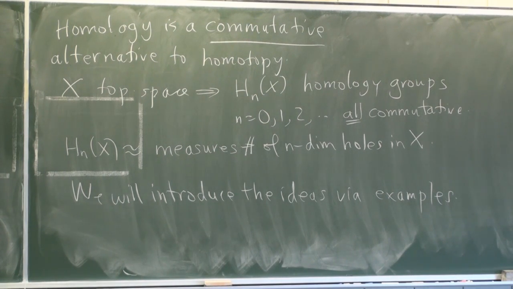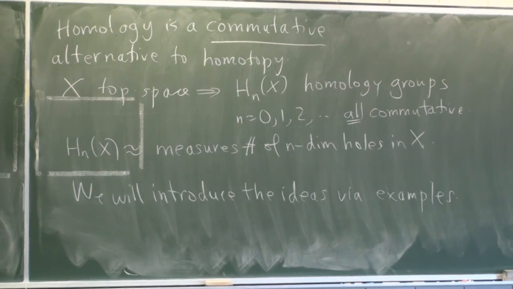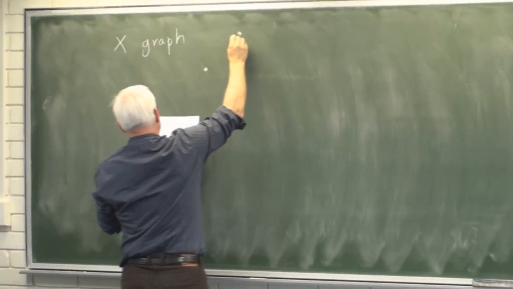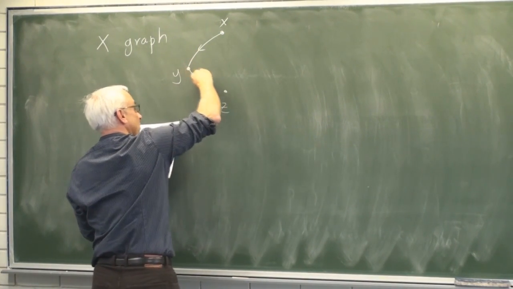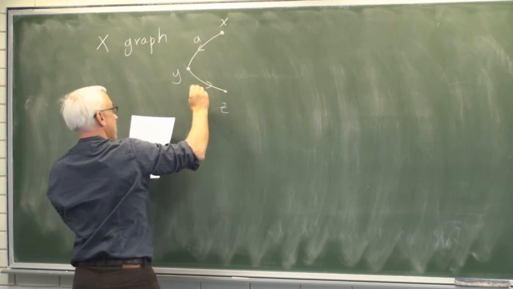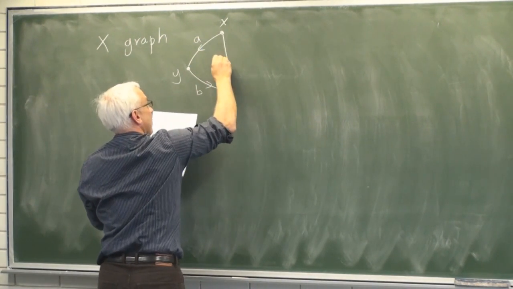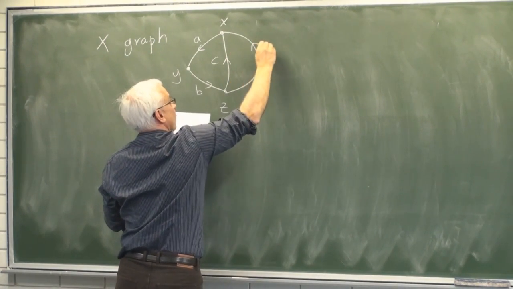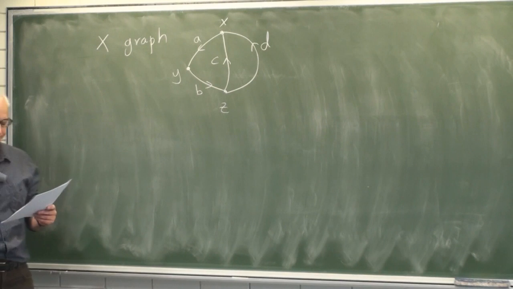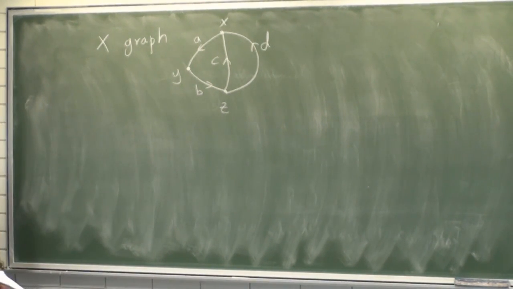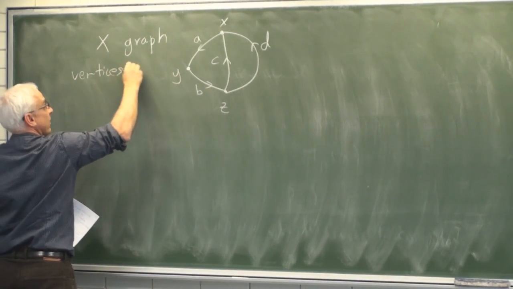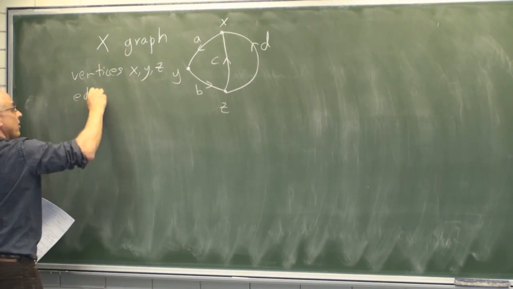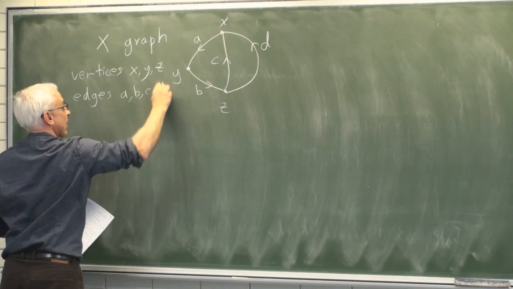So here's our space X that we're going to consider. We're going to consider X, which is just a graph, at least to start with. And it's got three vertices. Let's call them X, Y, and Z. And it's got a couple of edges, which we'll also direct. We'll call that one A, that one B, that one C. And we'll have another edge also going from Z to X called D. Okay, so this is a graph, so it only has vertices X, Y, and Z, and edges A, B, C, and D.